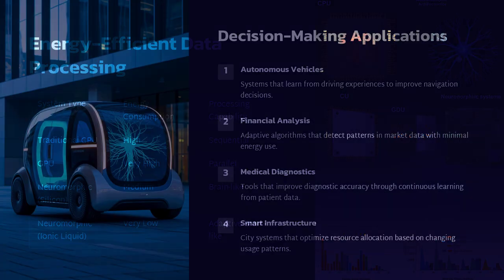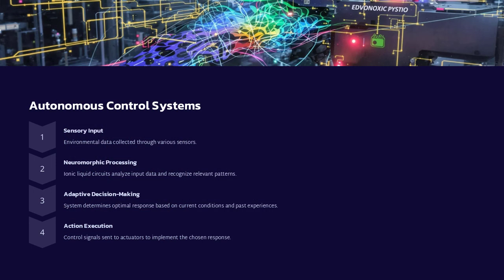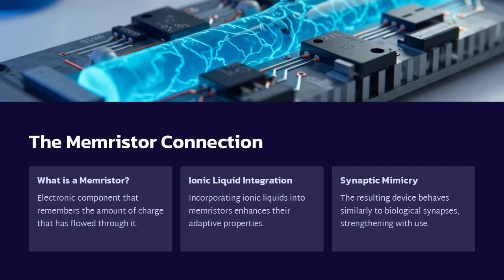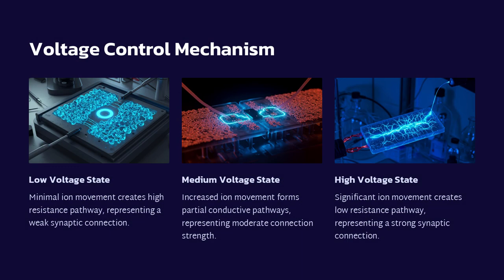For example, by adjusting the voltage across a Memristor containing an ionic liquid, researchers can control the movement of ions, which in turn alters the device's resistance in a way analogous to synaptic plasticity. This capability is crucial for developing AI systems that learn and adapt in real time.